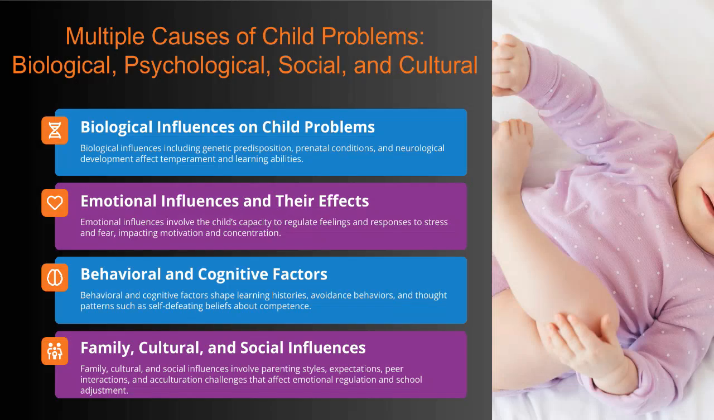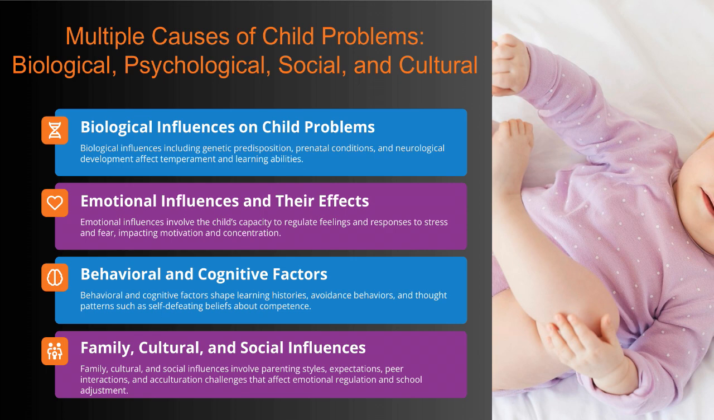When we look at the causes of child problems, it's important to understand that they come from multiple sources. First, biological influences play a big role. This includes genetic predispositions a child may inherit, conditions they experience before birth, and how their brain develops, all of which can shape their temperament and how they learn.